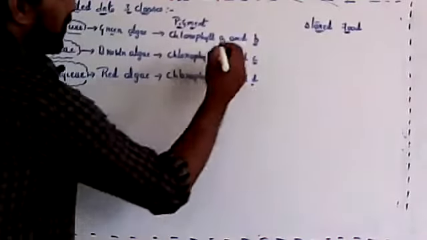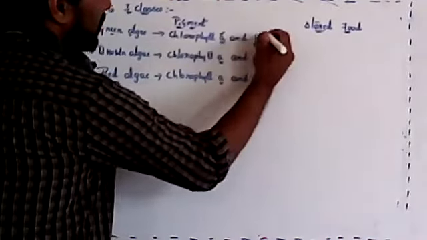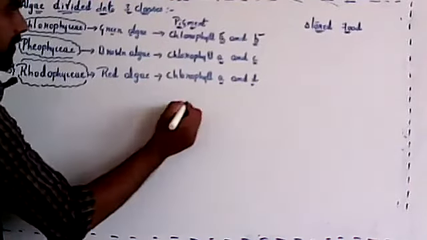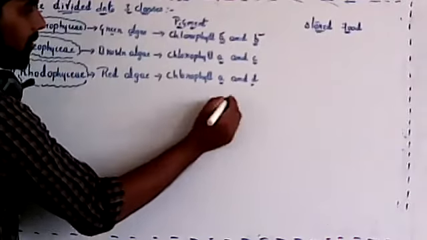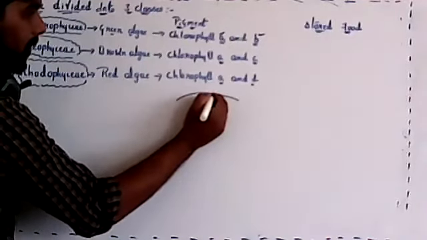Okay. So three classes are present in algae. So first one is Chlorophyceae. So Chlorophyceae is known as green algae. So the pigment present in them is chlorophyll A and chlorophyll B. Where is chlorophyll present? It is present inside the chloroplast. So pigment chlorophyll A and chlorophyll B.